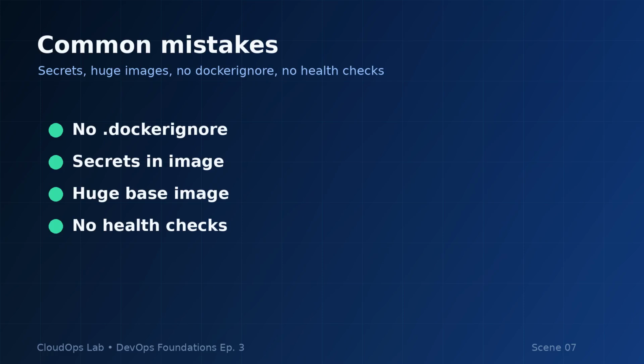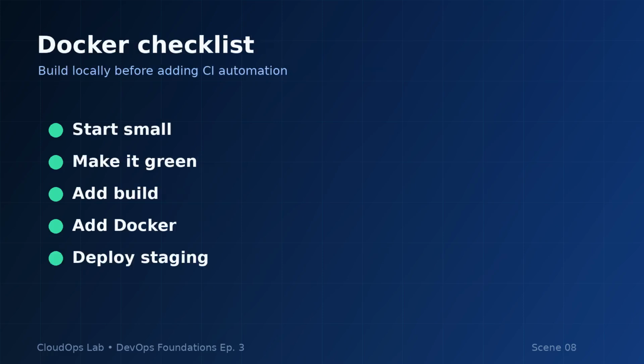Mistake 3 is running as root when you do not need to. For production images, it is safer to run the application as a non-root user where possible. Mistake 4 is using huge base images. Smaller images usually build faster, pull faster, and reduce unnecessary attack surface. Slim or alpine images can help, but always test compatibility. Mistake 5 is not checking container health. A container that starts is not always a healthy application. Real deployments need health checks and logs.